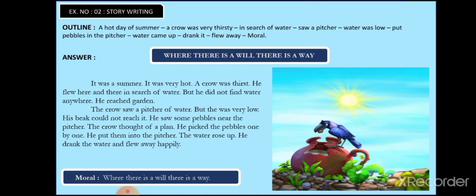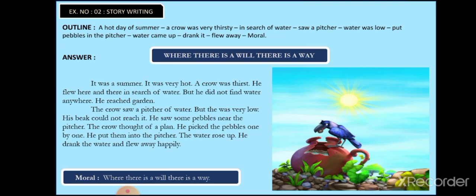It was summer. It was very hot. A crow was thirsty. He flew here and there in search of water, but he did not find water anywhere. He reached a garden. The crow saw a pitcher of water, but the water was very low. His beak could not reach it.